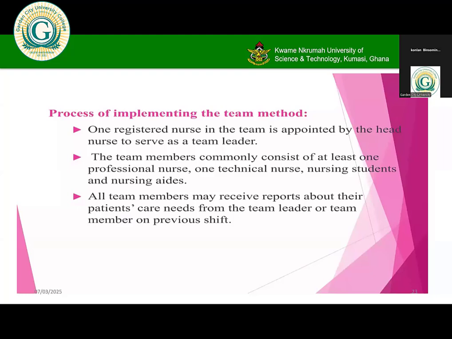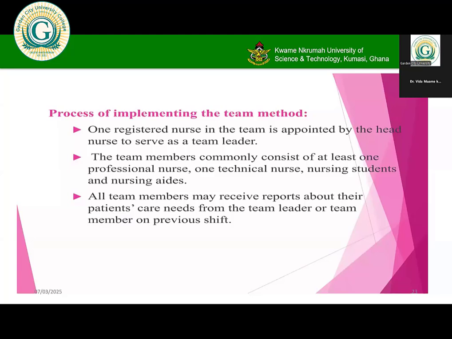Okay, thank you, madam. Yes, and as I said, the size of the team varies according to the unit. So if you have a small unit, we can have a small size, 3 people, 4 people in a team caring for a specific group of people. So in the process of implementing the team method, as you can see from the screen, one registered nurse in the team is appointed by what? The head nurse to serve as team leader.